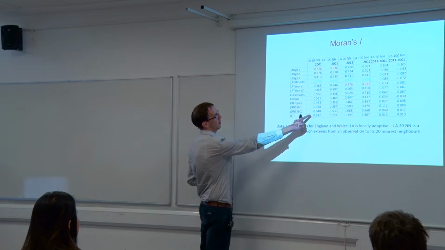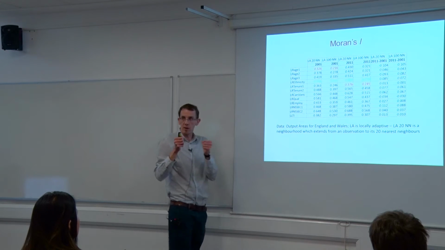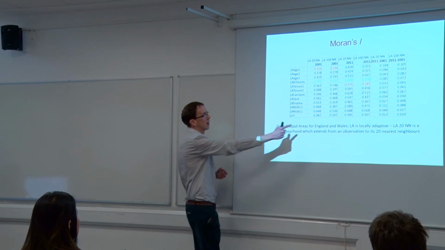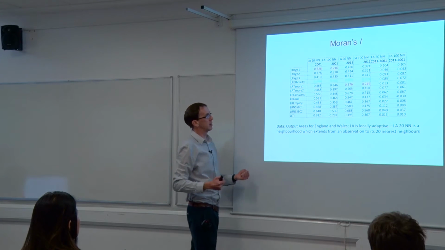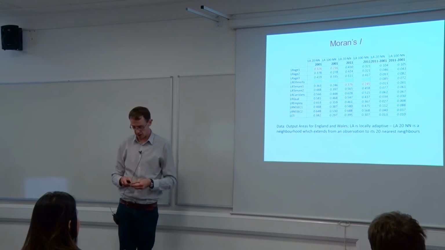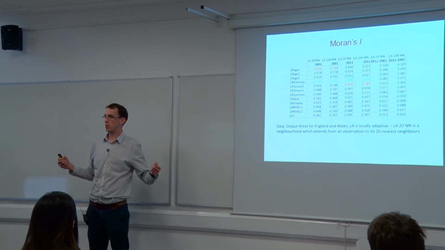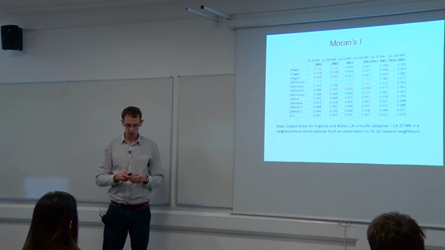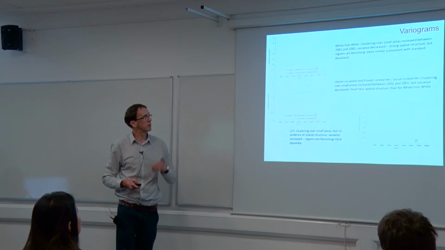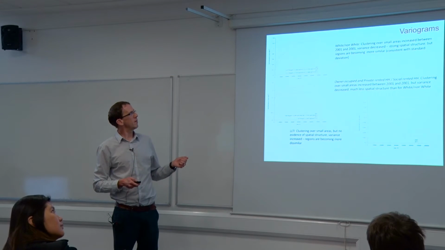The left-hand column, the first column, is looking at clustering over a small neighborhood. The next column is increasing the size of the neighborhood, and the amount of clustering that's measured changes. If you do that for lots of neighborhoods, you can characterize the overall scale of variation in the property that you're interested in. Now, these are variograms.